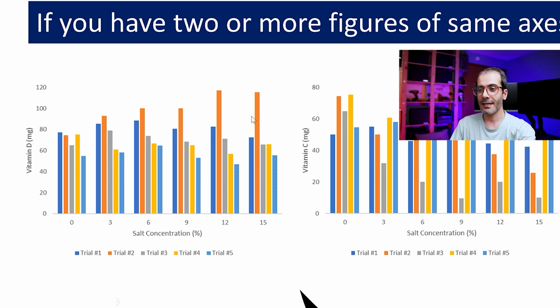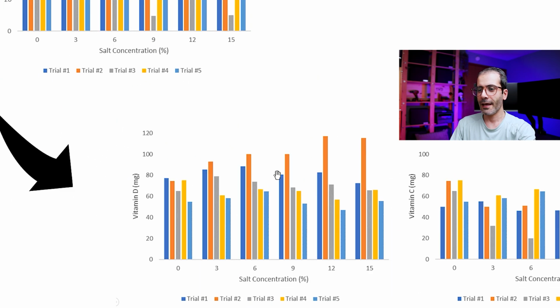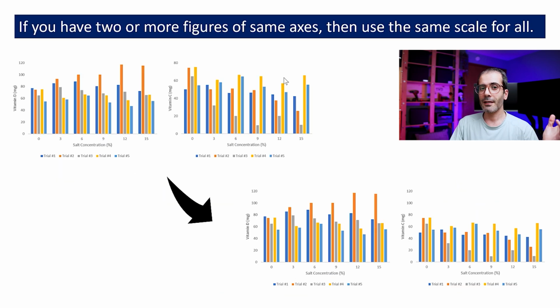But if you use the same scale, if I go here, now they both have the 120 scale, and you can see the vitamin C in this experiment is almost the same as this one. So you can make a better judgment of the trends if you use the same scale.